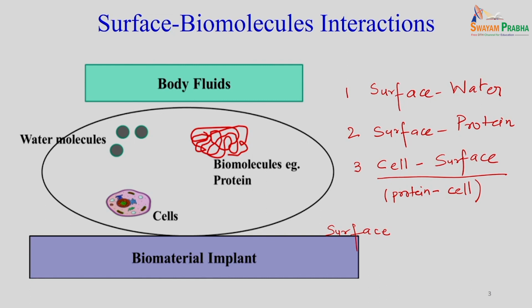And of course, the surface water interaction will affect the surface protein interaction, and surface protein interaction will affect the cell surface interaction. So, all these 3 steps are also interconnected. So, you can see this is quite a complex network of different processes, and ultimately the intended aim of a particular biomaterial implant is to perform its desired functions without generating the host response. It means it should not behave like a foreign material.